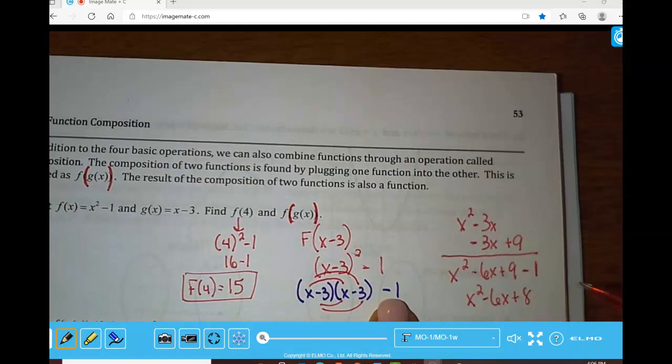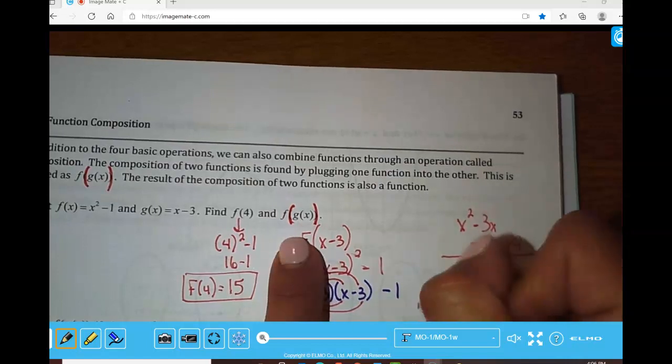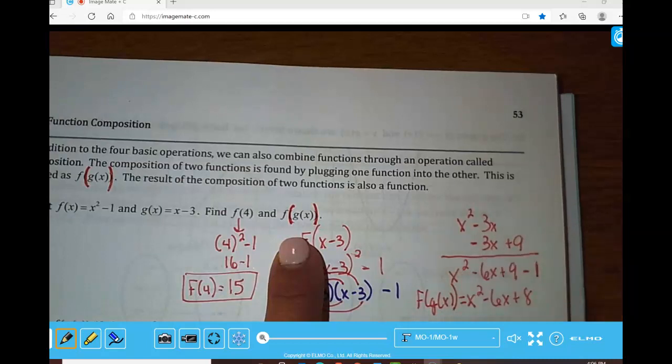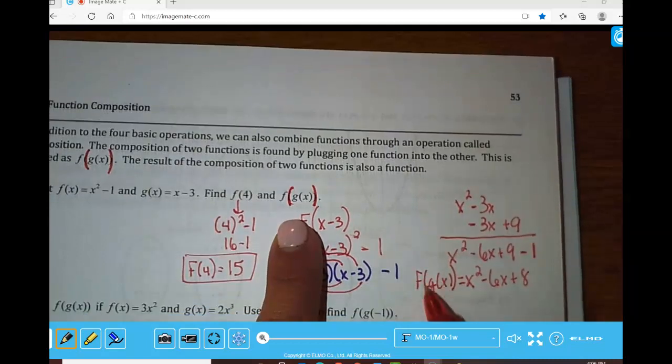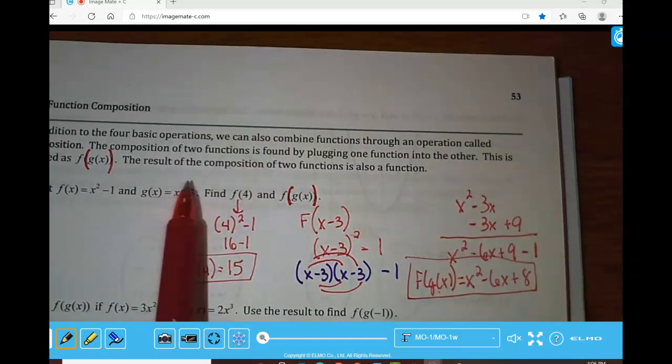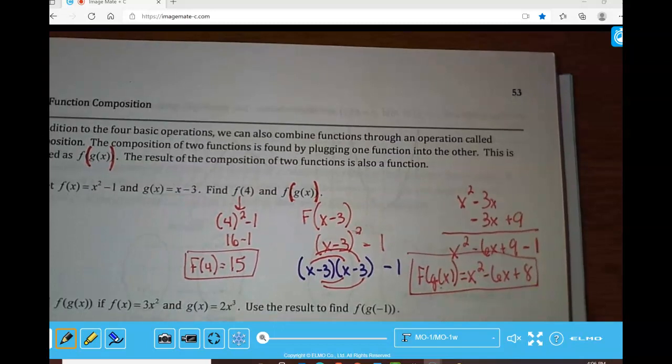And when we're done, f of g of x, that's how you say that. So anytime you see a parentheses, it's f of g of x equals x squared minus 6x plus 8. So we just took 2 functions. One was a quadratic, one was a linear function, and we made a whole new quadratic function.